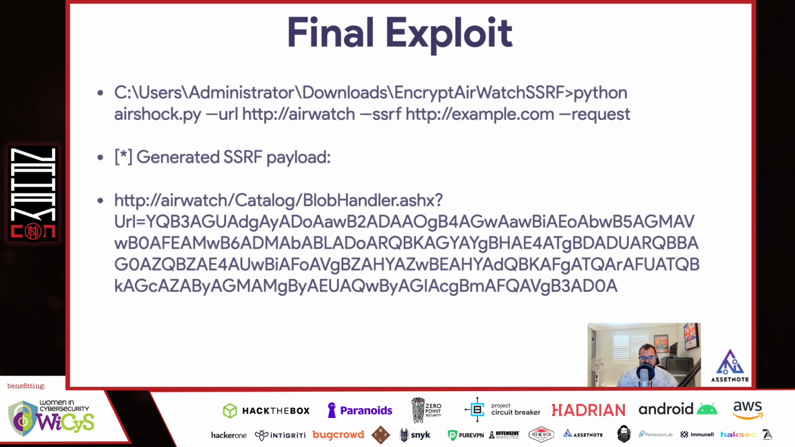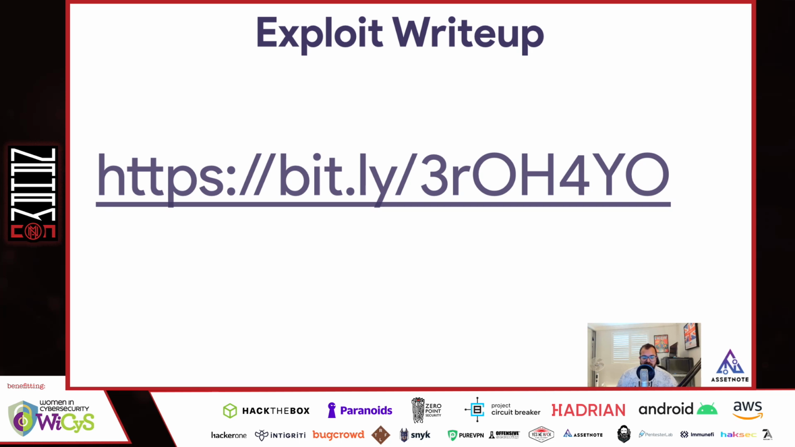The final exploit looks something like this. We had a Python script that would do all of the work with the encryption, calling out to the binary that we created. It would take in a URL and the SSRF target, and then it would generate an SSRF payload. This is an example SSRF payload that will request example.com. The write-up for this can be found here. It has a lot more detail, and it explains the whole encryption algorithm, how we hook in, the POC and things like that. I highly recommend you check out this write-up and see if you can recreate this yourself.